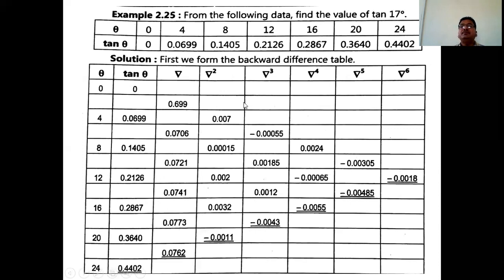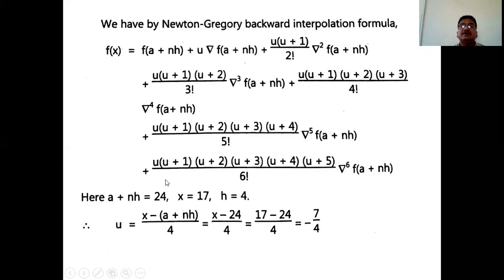So a similar problem. This is the value of theta, and these are the values of tan theta, and we have to find the value at 17 at this place. It lies in 69. And what is the difference? Common difference h is 4 and a plus nh is 24. So prepare the backward difference table and substitute the values in the formula.